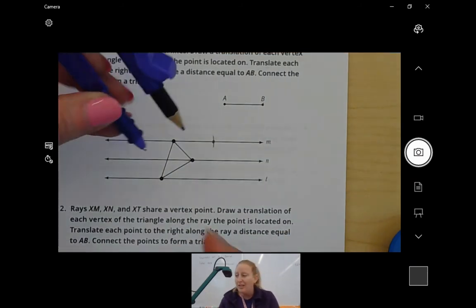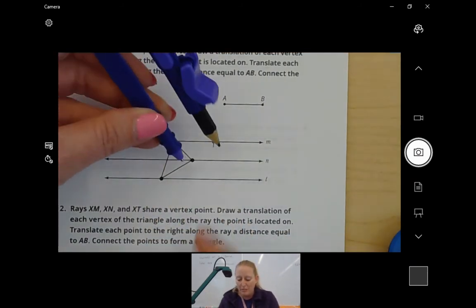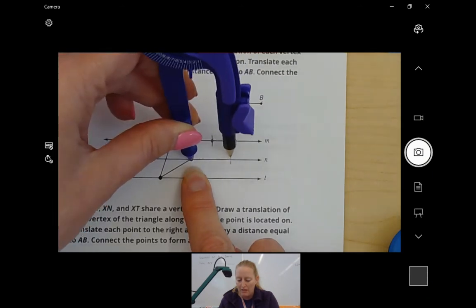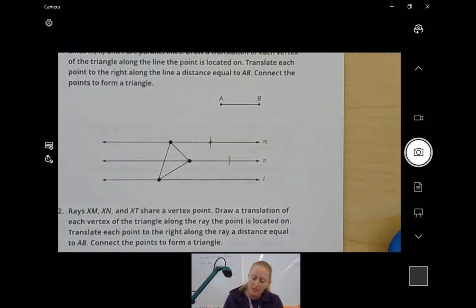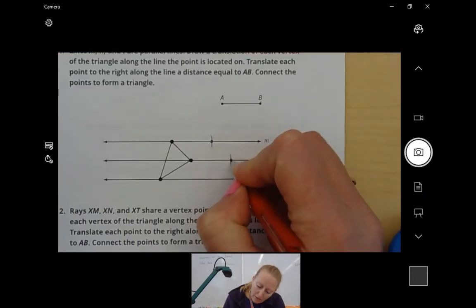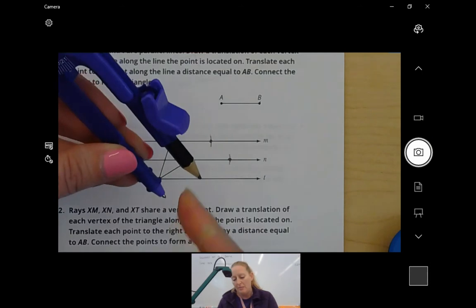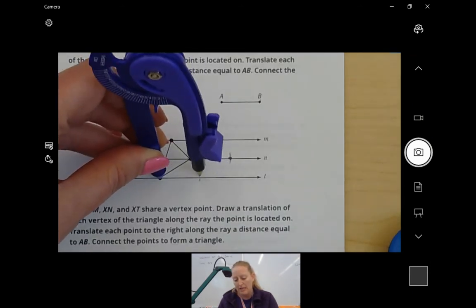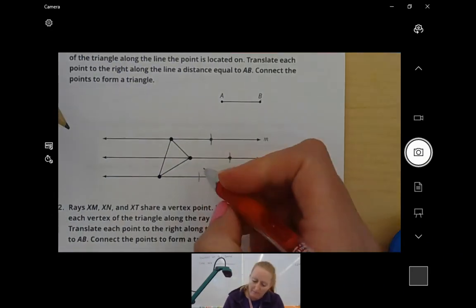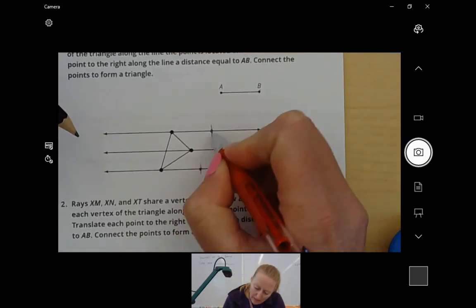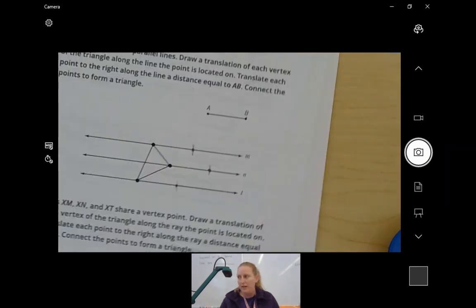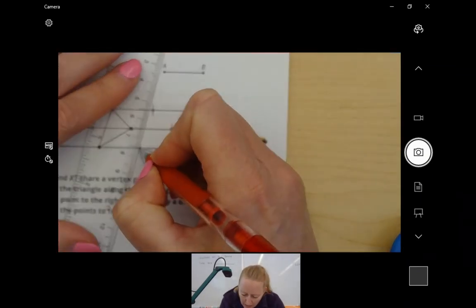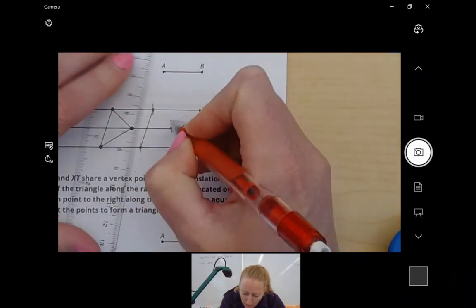I'm going to do it again. I don't even need to measure again. I already know the measurement. I'm going to put my stabby guy on this vertex. I'm going to make another mark, which I like to make pretty obvious. There's my other point. And then I'm going to put my stabby guy on the last vertex, and I'm going to measure out that line segment again, make my mark obvious. And there's my other point. And now that I have 3 points, oops, sorry, I can grab my straight edge, and I'm going to go ahead and connect the dots to make a triangle.